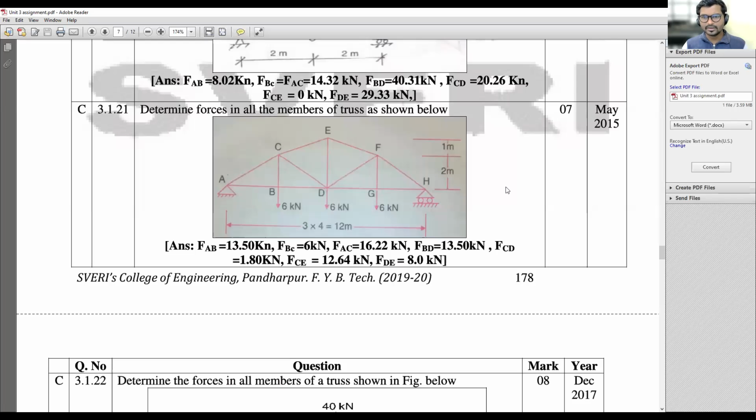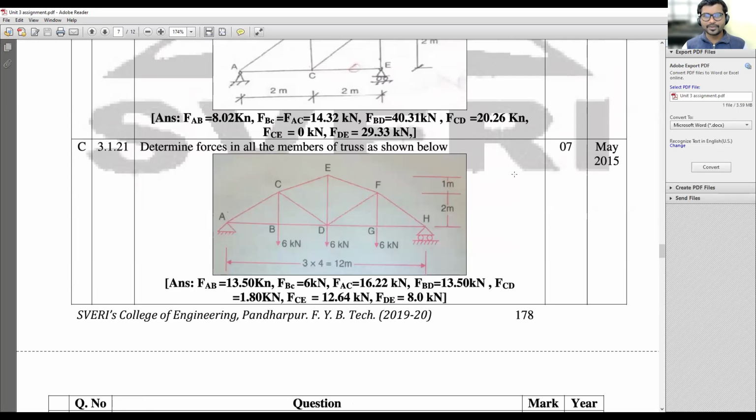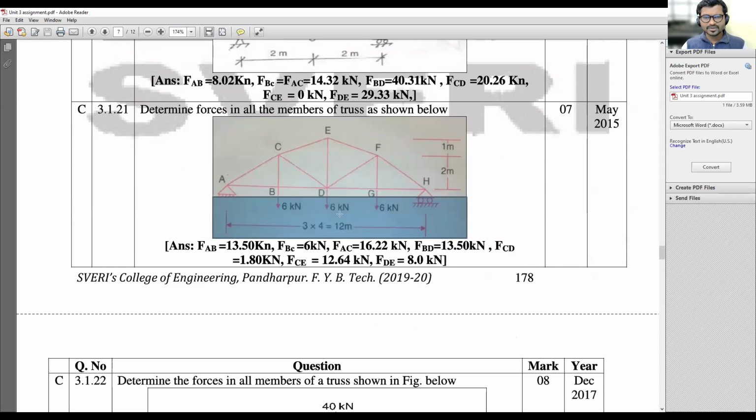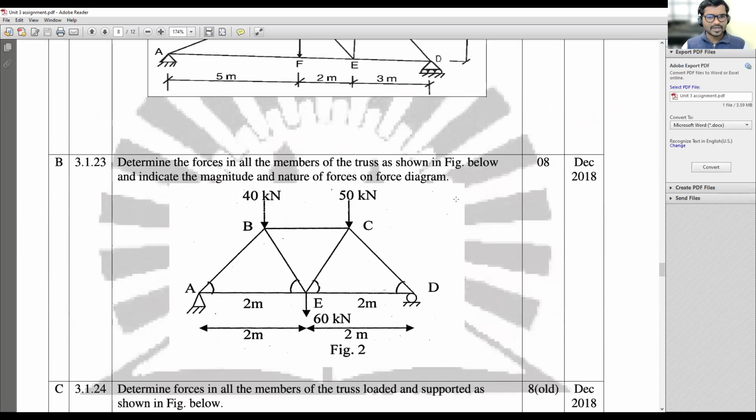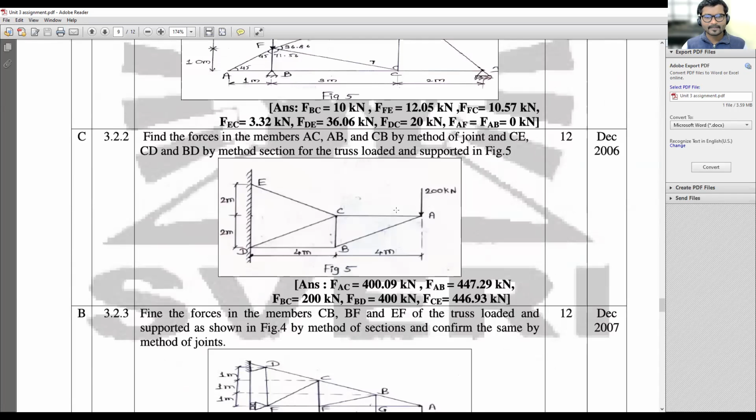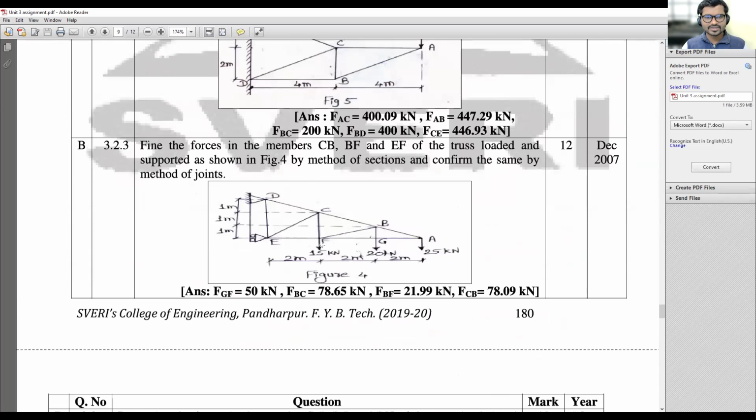Is it visible? Yes sir. So go for this sketch. It was asked in May 2015 for 7 marks. I think we have solved this one. This is also from method of joints. It's not that difficult. I would like to go for method of sections, some of the difficult questions now. This is also simple.